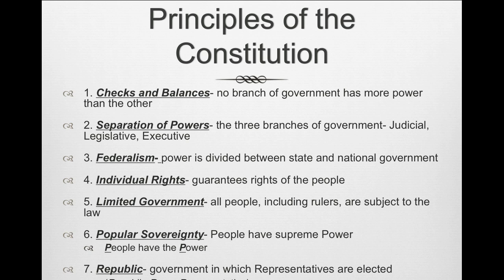The fourth principle, individual rights. We have a Bill of Rights. We have the first 10 amendments that guarantees the rights of the people. You have limited government. All the people, including the rulers, are subject to the law. So that is a really important principle of our Constitution because it makes sure that we don't have any kind of dictator that comes in and imposes an unlimited government. The sixth principle is popular sovereignty.